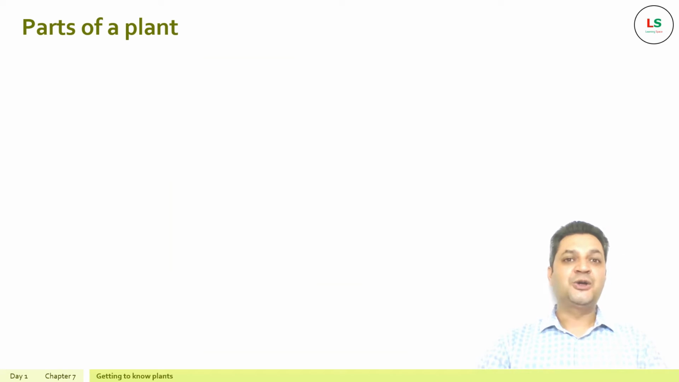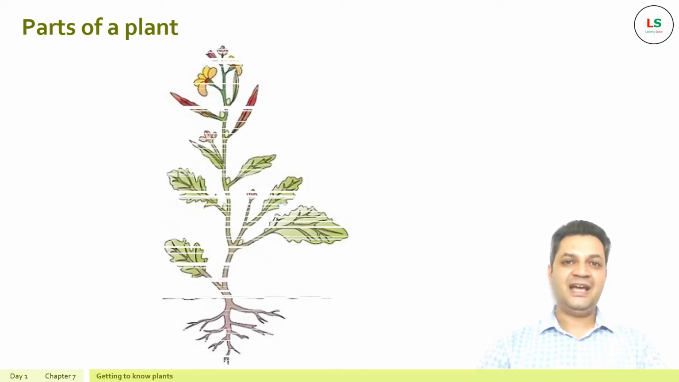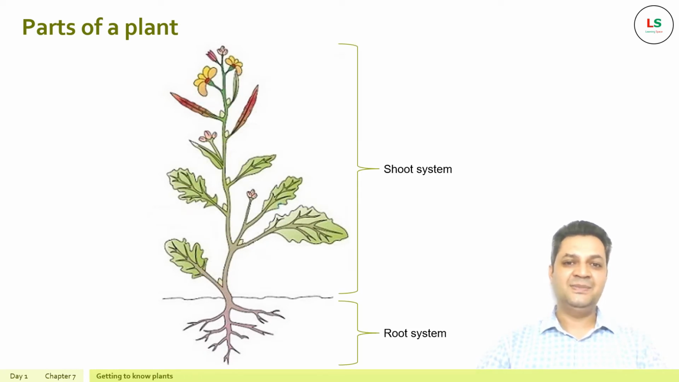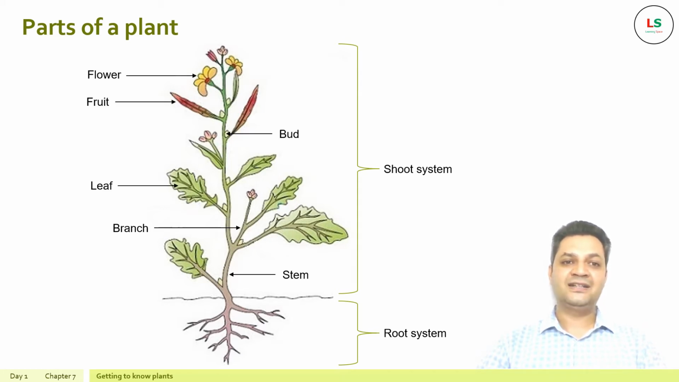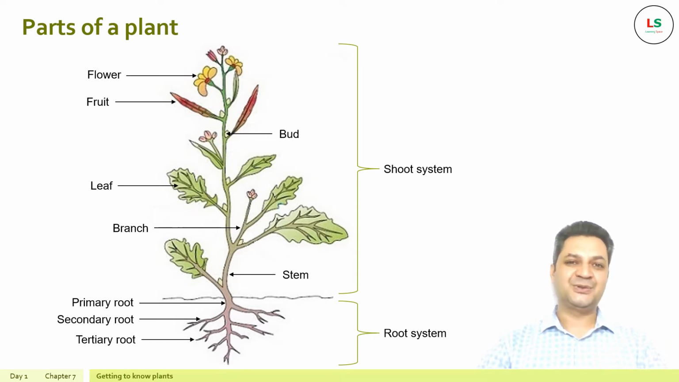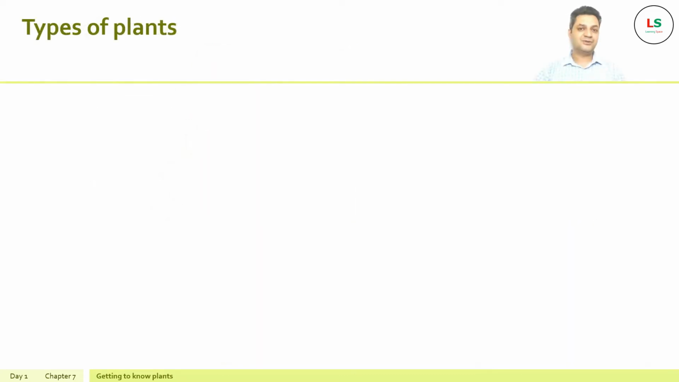Parts of a plant. Knowing the parts of a plant will help us understand the plants better. So here we have a plant and this is its root system and this is the shoot system. Here we have the stem, branch, leaf, fruit, flower, bud, primary root, secondary root and tertiary root. Moreover, the plant over here is a flowering plant. So, flowers, fruits and seeds are the reproductive parts of the plant, whereas roots, stem and leaves are the vegetative parts of the plant.